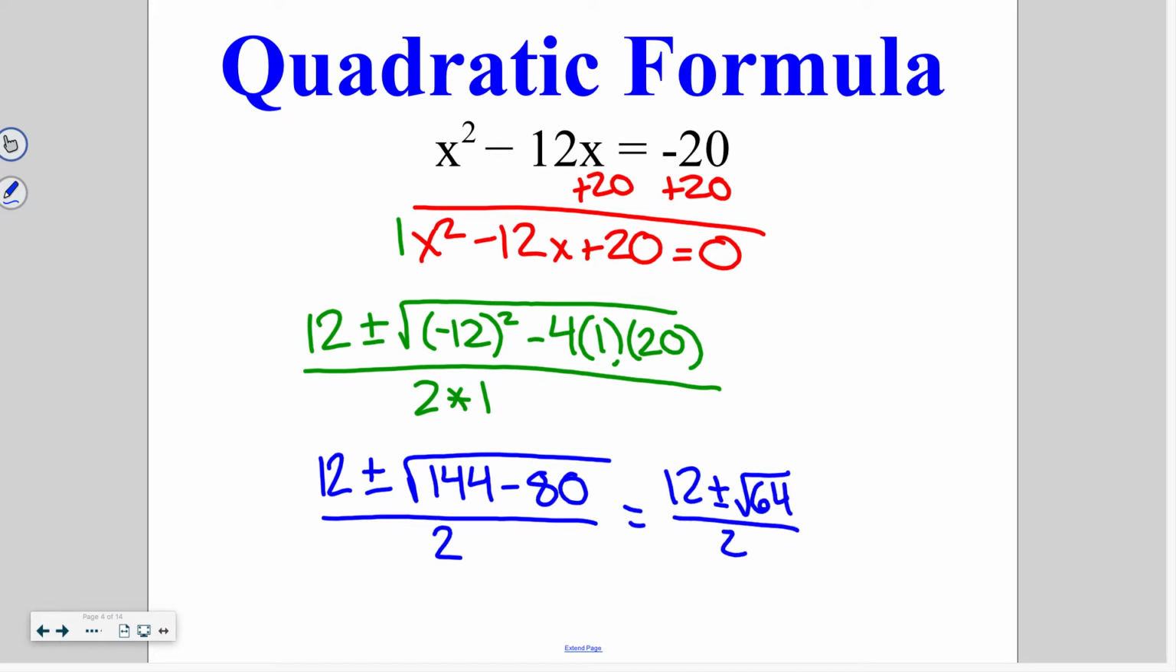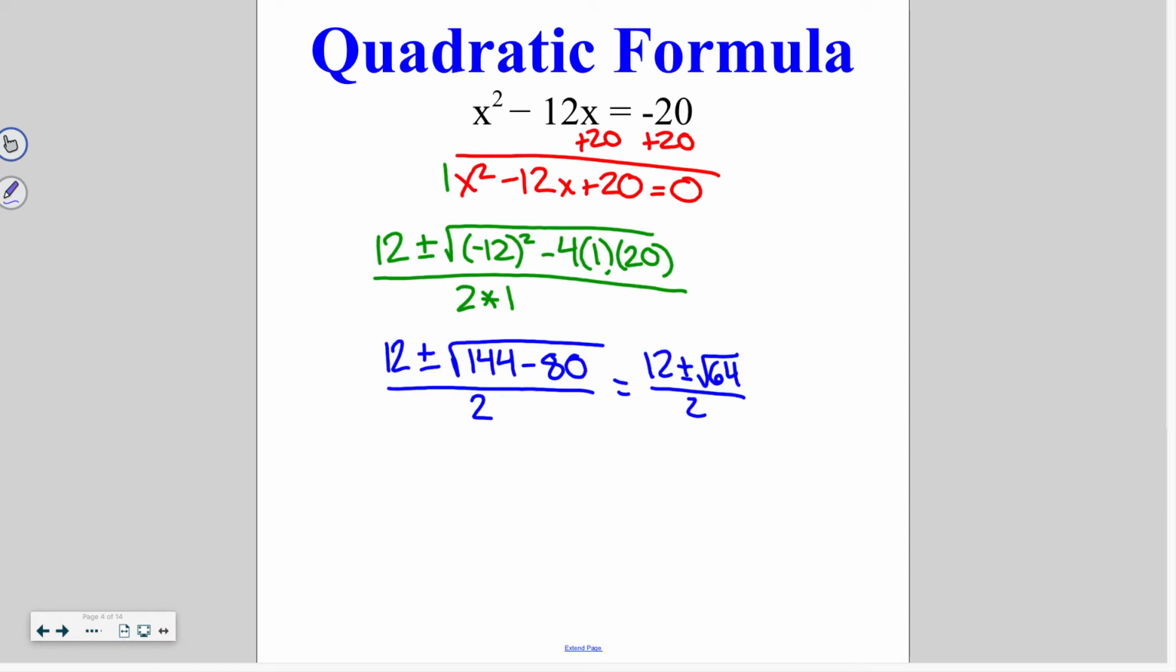At this point, it is possible to plug this into your calculator. When you are typing this into the calculator, you need to be very careful to make sure that this top part is in parentheses. So in our calculator, it would be parentheses 12 plus square root. Remember, you get to that square root sign by hitting the second and then the x squared button. So square root, and it's going to give you a parentheses. You're going to type in 64 and then close that square root parentheses, and then you need another parentheses to close that first part. And then you're going to say divided by 2. When you plug that into the calculator, you get an answer of 10.